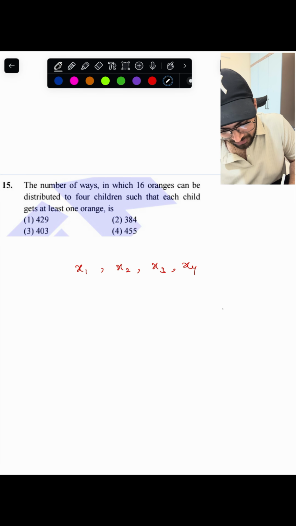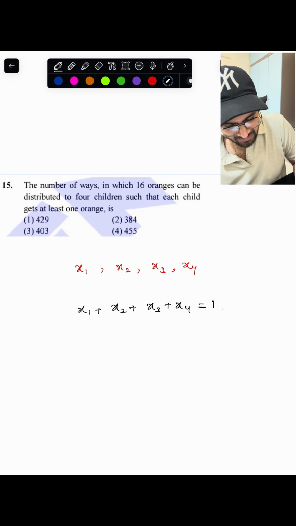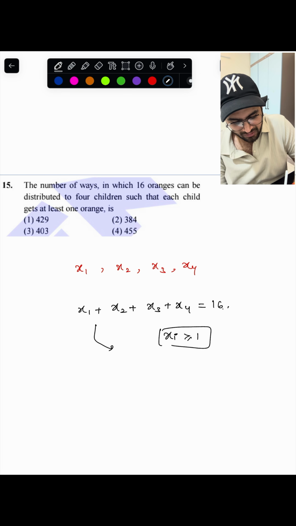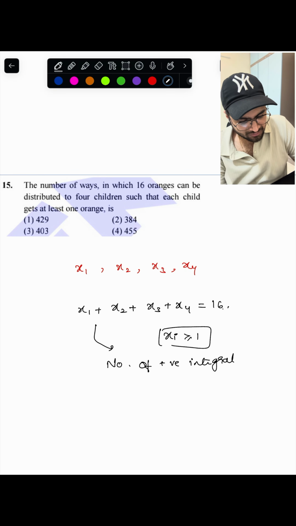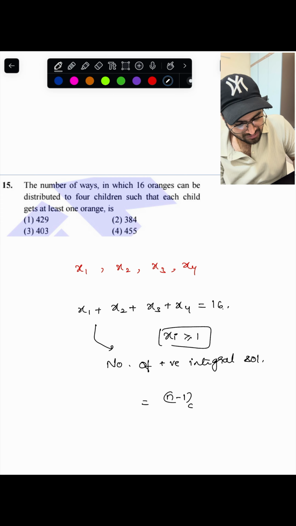We need to distribute a total of 16 oranges, right? And each one should get at least 1, meaning xi is greater than or equal to 1. So that means the number of positive integral solutions only. In how many ways can we distribute? So that is nothing but the number of positive integral solutions. What is the formula for the number of positive integral solutions? N minus 1 C R minus 1.